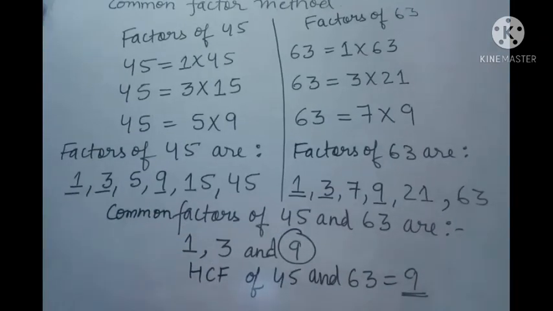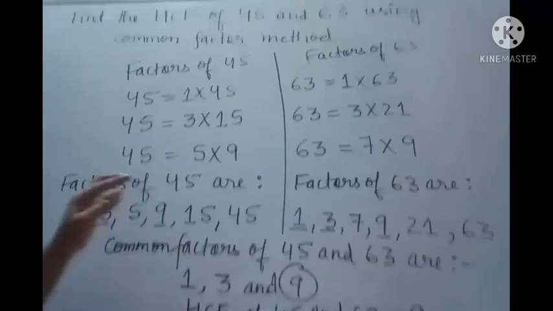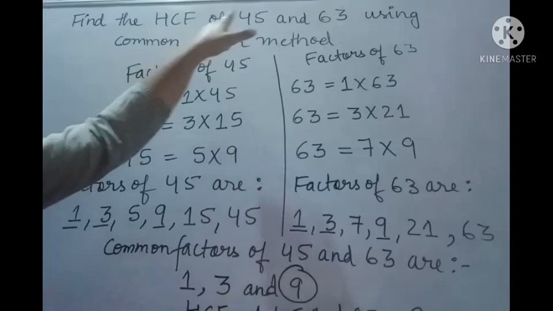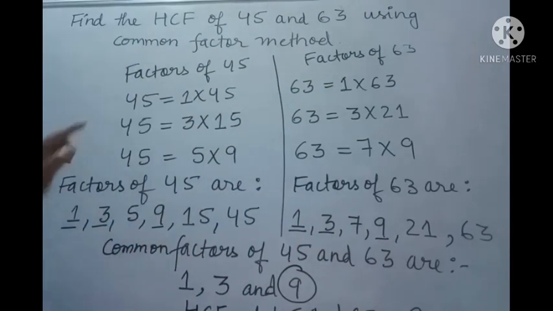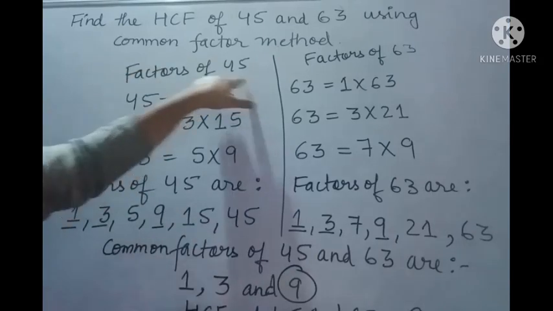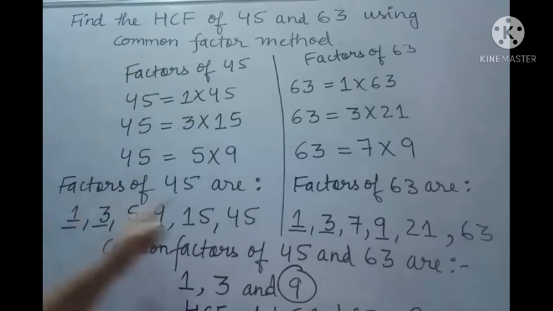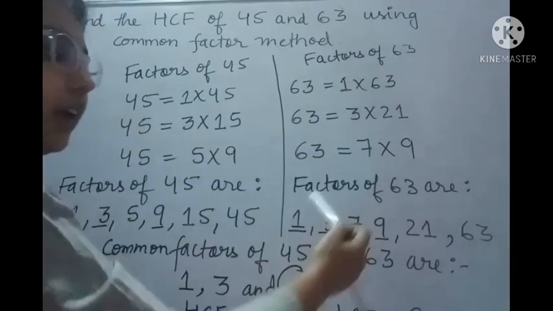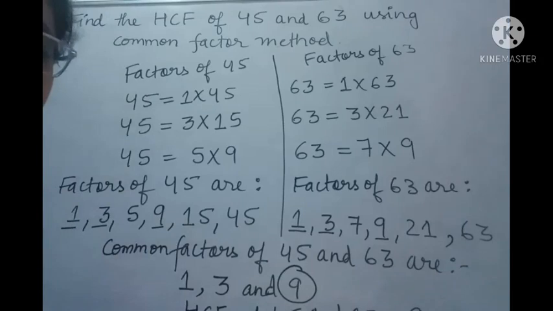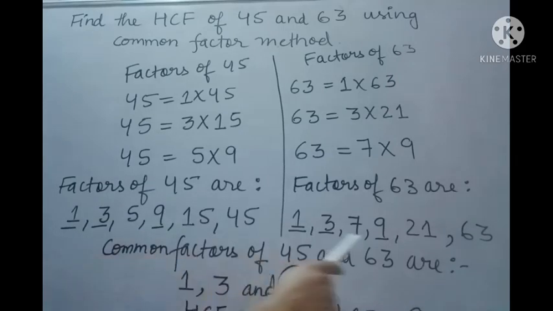Is it clear? Okay, let me explain it again. You have the question: find the HCF of 45 and 63 using the common factor method. Here I found the factors of 45 and wrote them all down. Then I noted down all the factors of 63. Then I identified the common factors of 45 and 63, and found that 1, 3 and 9 are common factors of both terms.